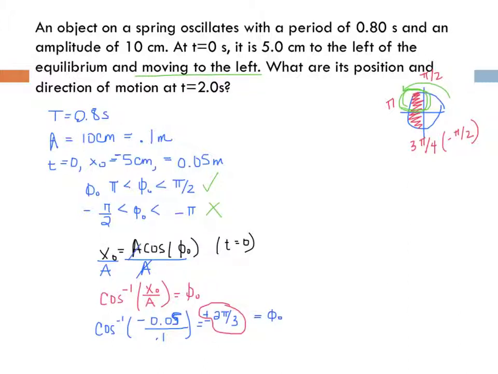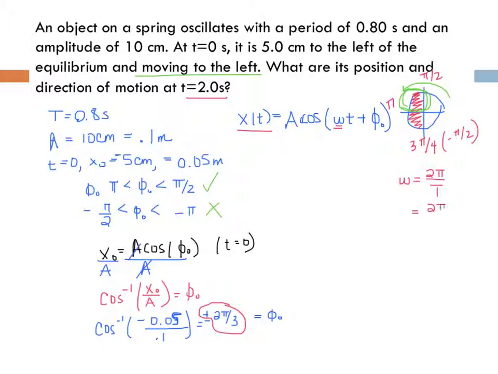Now what this problem is asking for is what are its position and direction of motion at t is equal to 2.0 seconds. Now, all of this is to eventually get an equation for position. So going back to our original function, once I know the last piece of information, which in this case is omega, I can plug in t is equal to 2 seconds and get my position at 2 seconds. So in order to do that, I need to say that omega is equal to 2 pi over T, which is what we saw in our last video.